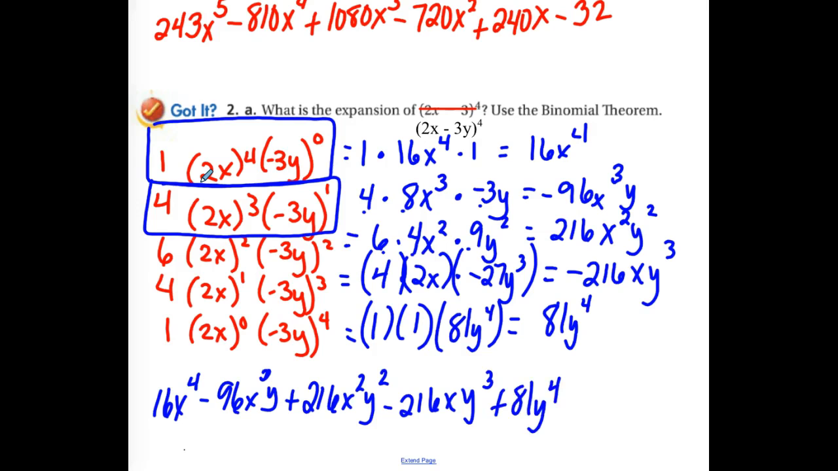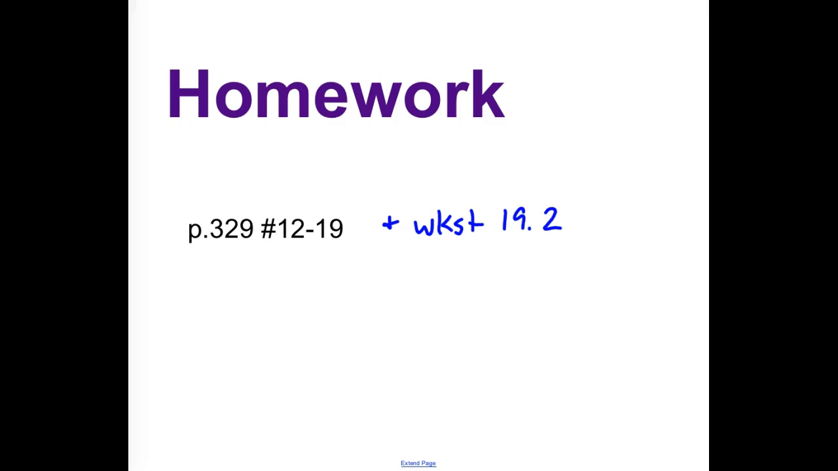Okay? All right, so your homework today, you are going to do page 329, questions 12 through 19. That's the binomial expansion stuff. Then I'm going to give you guys a worksheet. You are only required to do the side labeled 19.2.